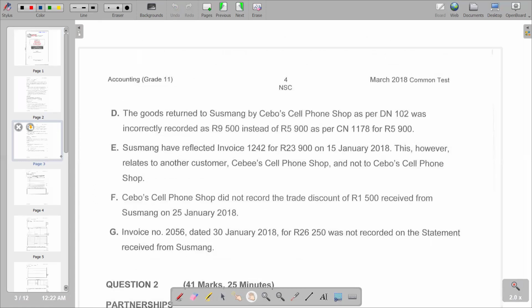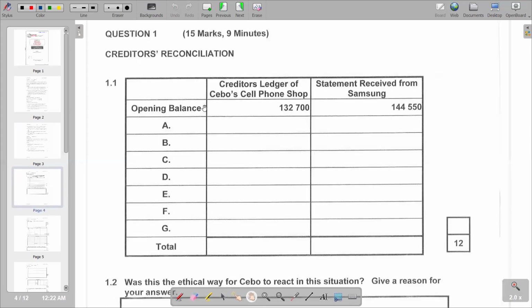On our answer section, we are going to start with our creditors reconciliation, where you have a column for the creditors ledger of Sebo's cell phone shop, and a column for the statement received from Samsung. The opening balances are pre-entered in our answer book. So we are going to start with error A and see whether it affects our creditors ledger, or whether it affects our statement received from Samsung.